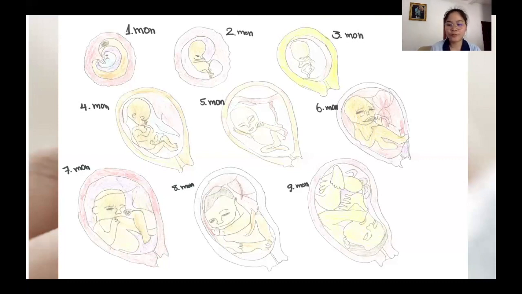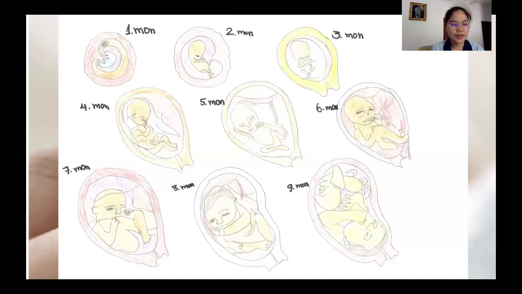And by the end of this month, the baby should be about 12 inches long, and the weight should be around 2 pounds or 907 grams. So the next month is month number 7.